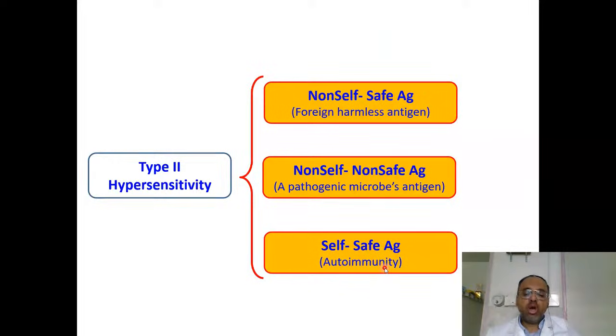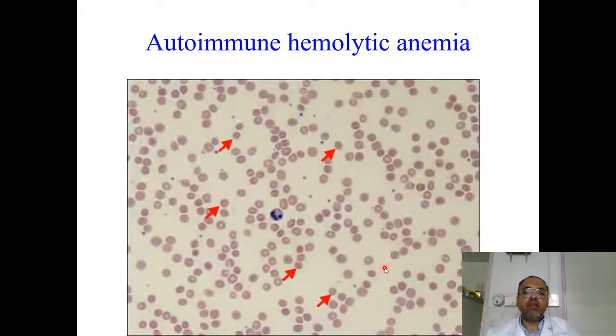But can we have type 2 hypersensitivity, which basically is part of a classical autoimmune disease? Can we have that? Well, yes. Here I have an example of red blood cells being damaged by antibodies against red blood cell antigens. So in a couple of slides before, I showed you an example of hemolysis, which was caused by a drug. It was called drug-induced hemolytic anemia.